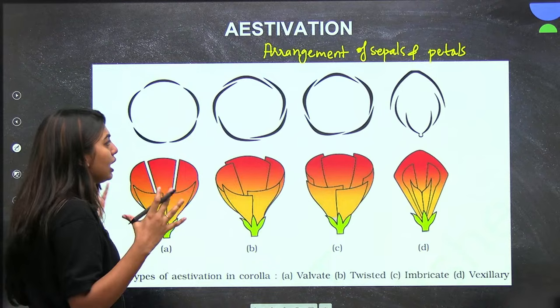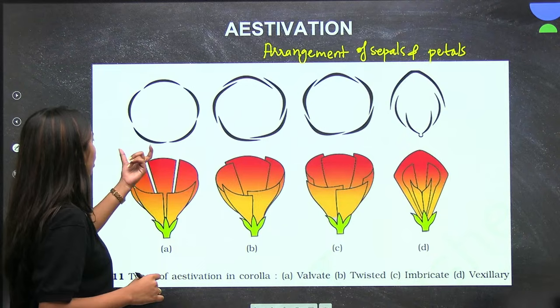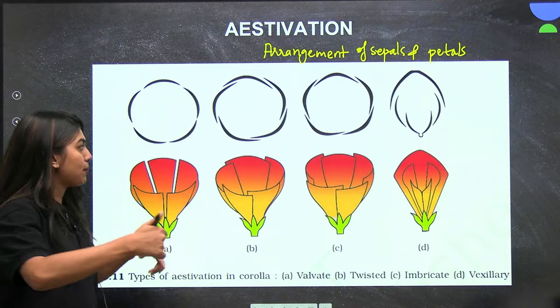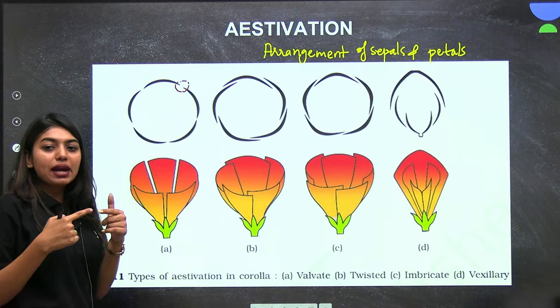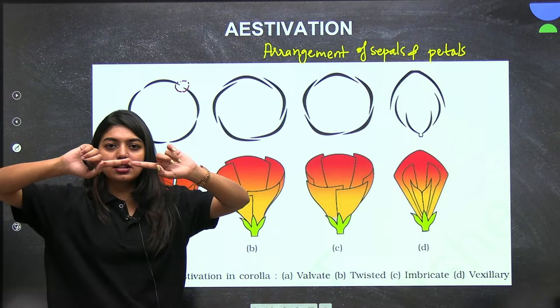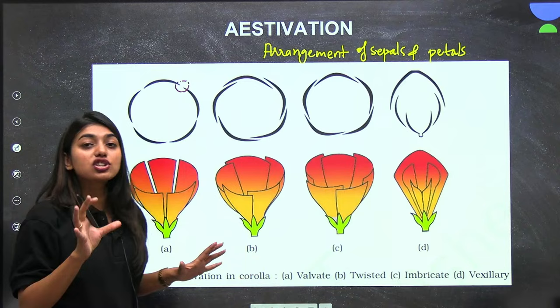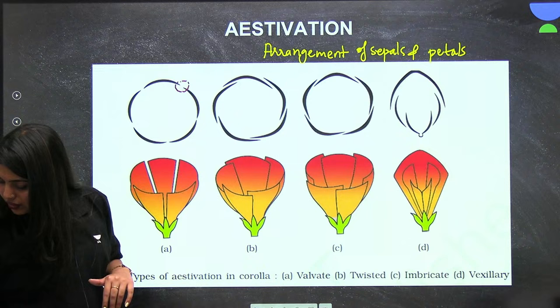This one is called valvate. What does that mean? Margins touch each other, but they do not overlap. Look here very carefully. These are the margins. They might touch each other, but they will not overlap. Is my fingers clear here? The margins touch each other, they will not overlap. This type of aestivation is called valvate aestivation. I have some way to remember that also.